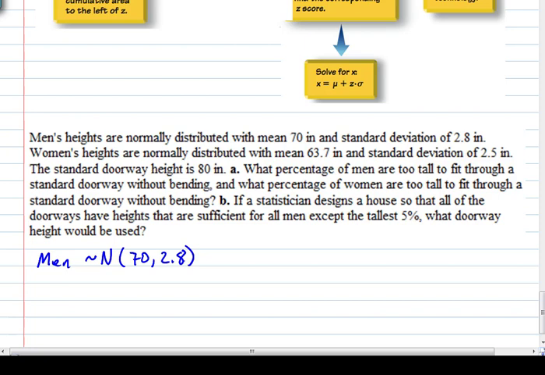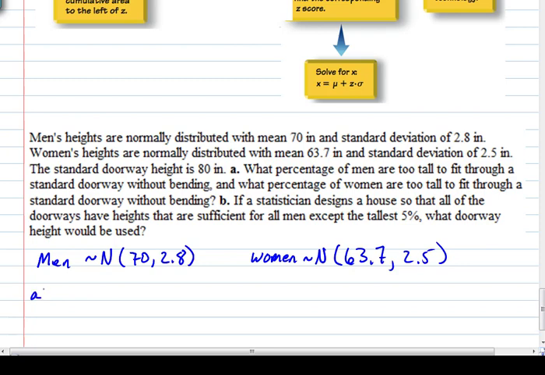For this problem, this is what they're saying. Women's heights are normally distributed with a mean of 63.7 inches and a standard deviation of 2.5 inches. The standard doorway height is 80 inches. Part A of this question says what percentage of men are too tall to fit through the standard doorway without bending, and what percentage of women are too tall to fit through a standard doorway without bending.